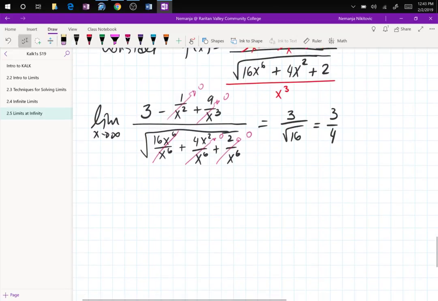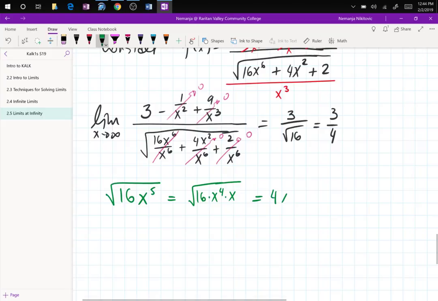Now, just an aside, if you are having algebra issues right now, and you're freaking out about what happened, I will remind you from your algebra course, square root of 16x to the 5 was solved by breaking this into 16 times x to the 4th times x. Square root of 16 is 4. Square root of x to the 4th is x squared, and the root on x stays. This was a standard elementary algebra problem that works with roots.